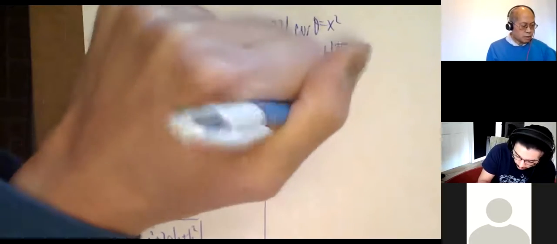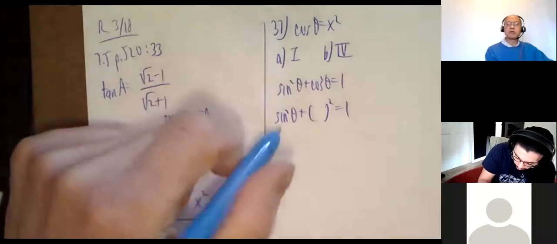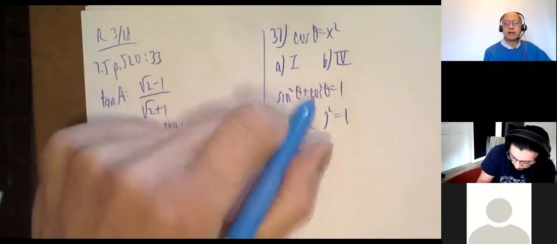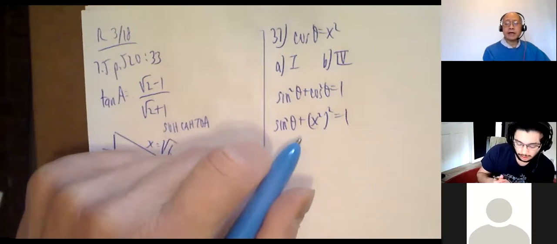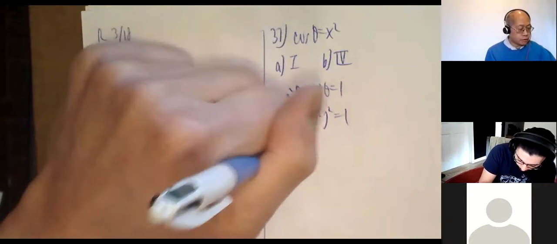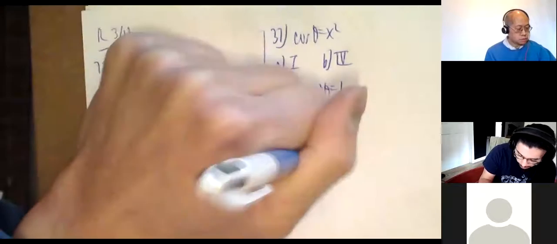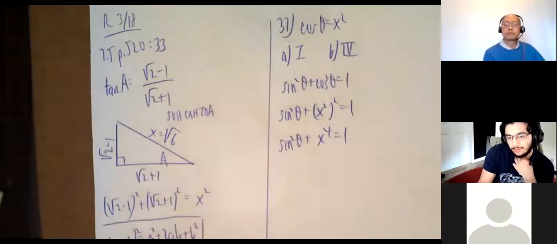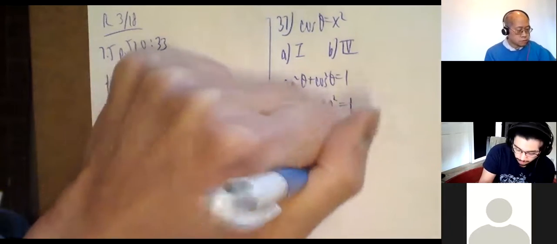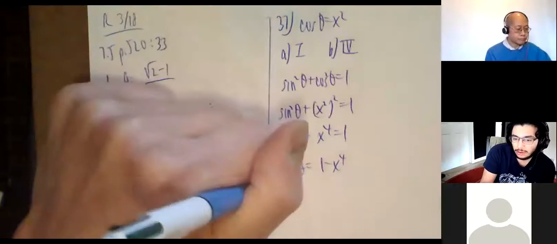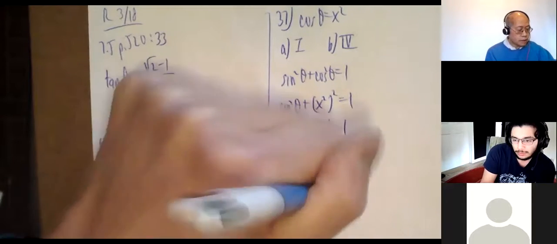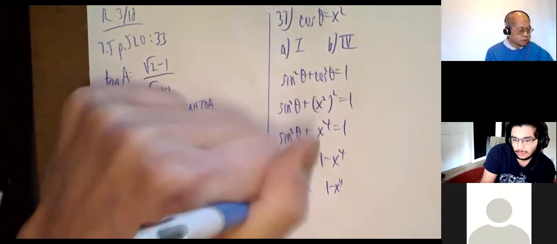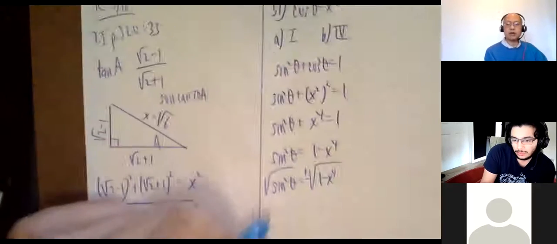Sine squared theta plus cosine squared theta equals 1. Cosine theta squared is x squared squared, right? What is x squared squared? Well, x to the 4th. Subtract x to the 4th. Then do the square root property. Sine squared theta is x to the 4th square root, plus or minus.